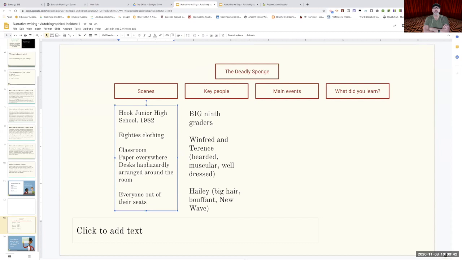And then, of course, the key people, I want to use the five senses. What do these people look like? How am I going to describe them? Winfred and Terrence, they were big, imposing guys. And I wasn't a small seventh grader either. I want to say I was just under 6 feet tall in seventh grade, and these guys were even taller and bigger than I was, and that was wild to me.